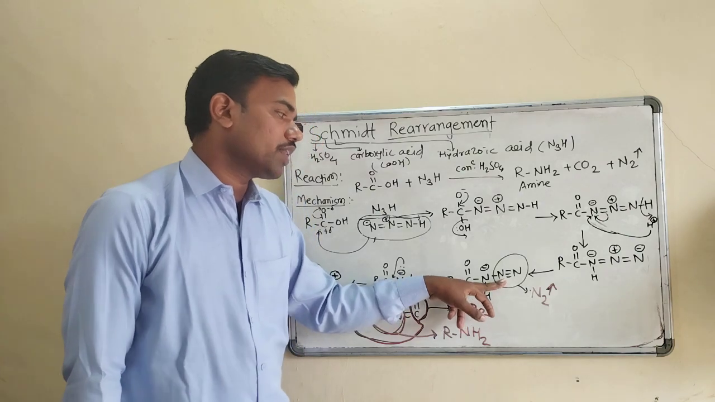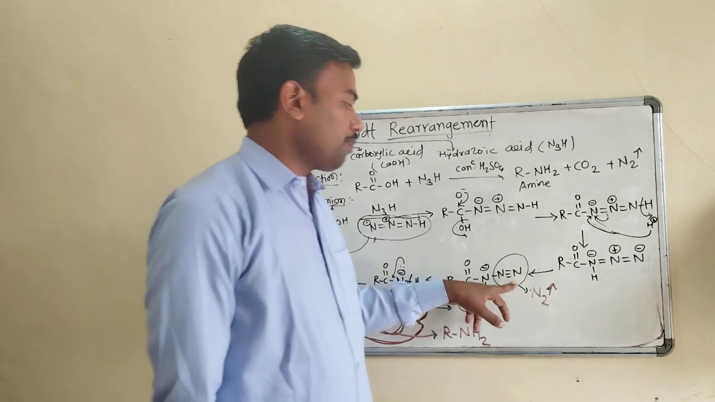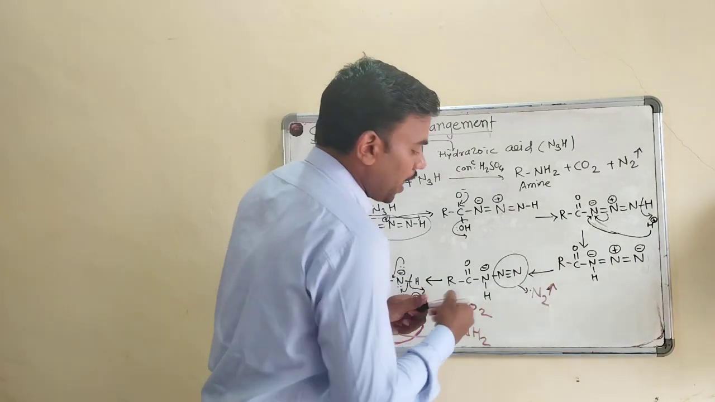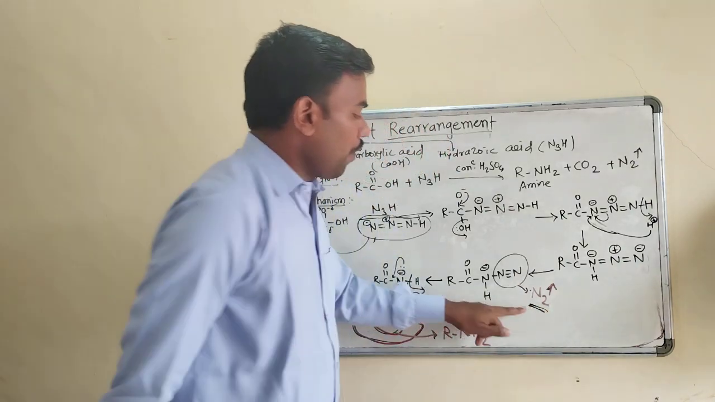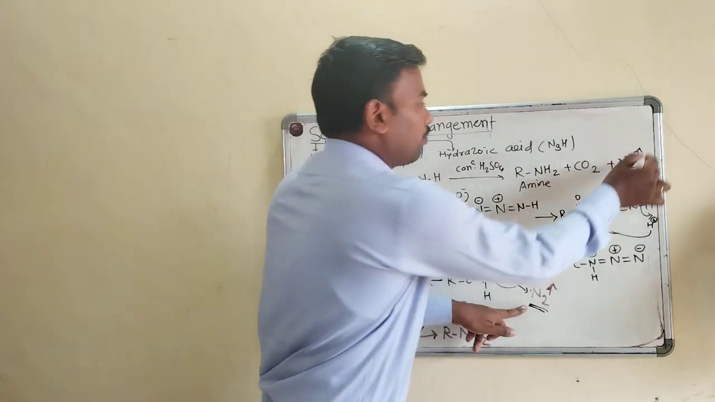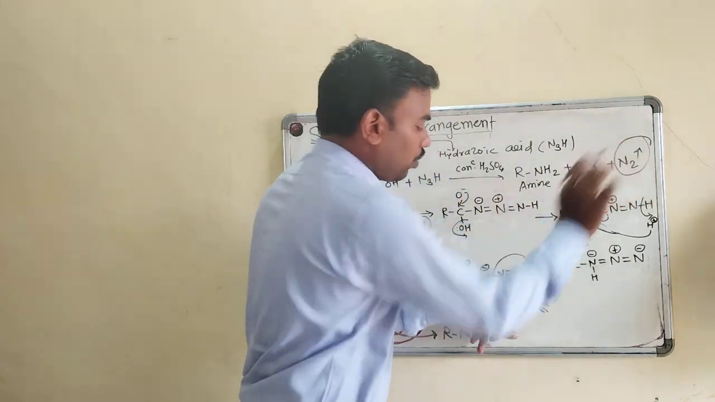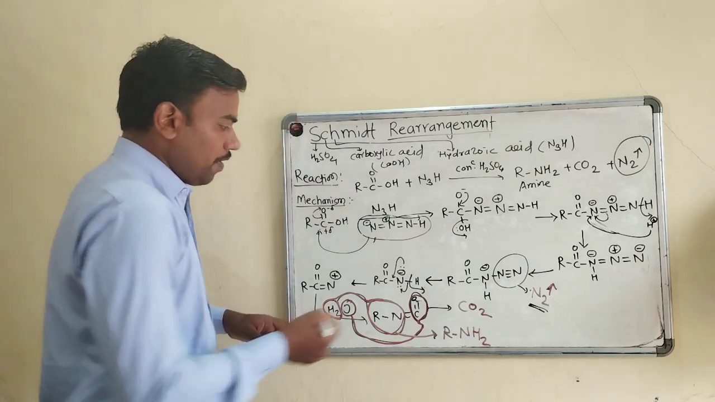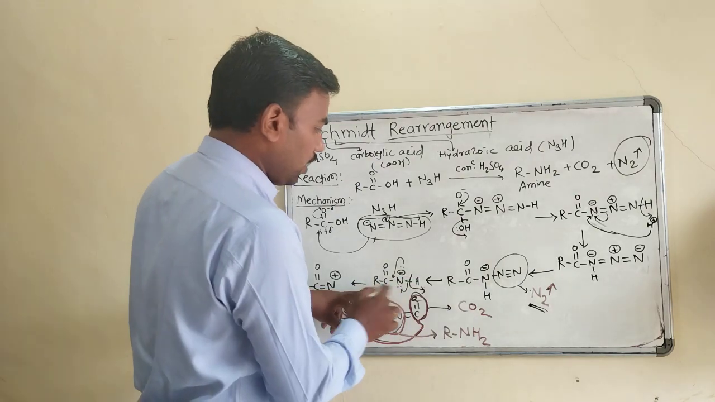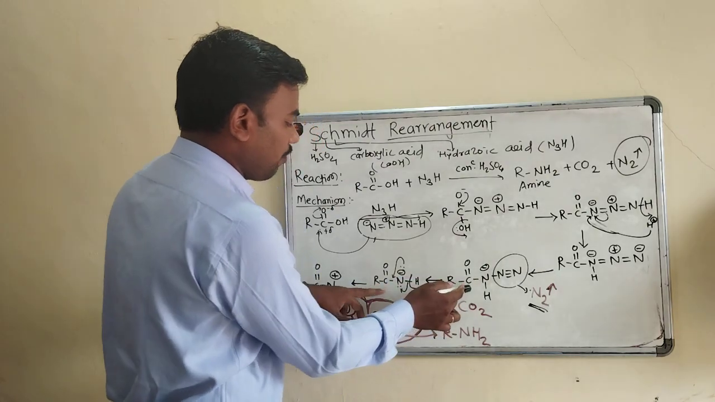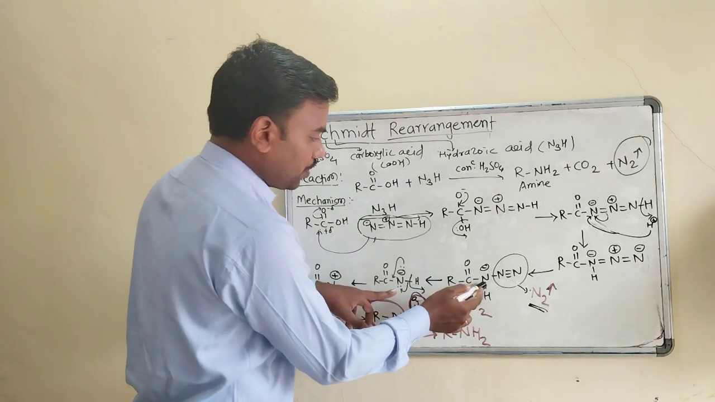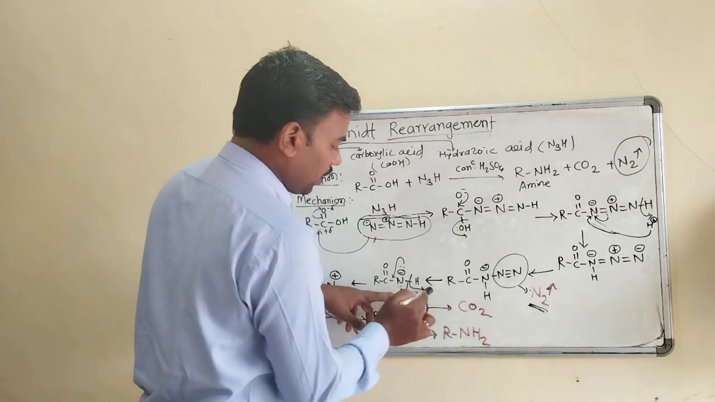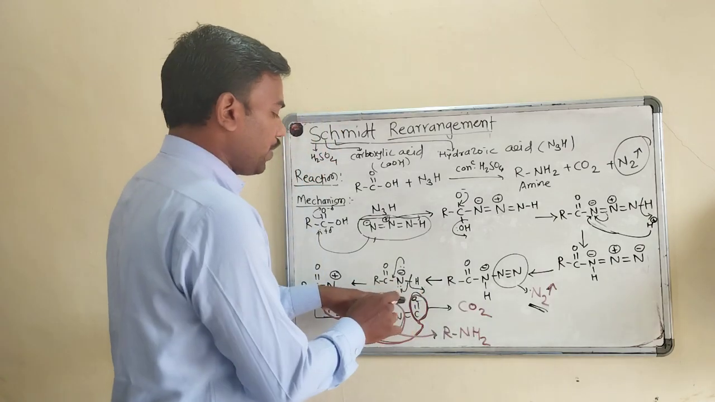So what will be the further? This nitrogen triple bond nitrogen is getting removed in the form of nitrogen, N2. So first nitrogen is getting removed here. So what will be the further structure? If nitrogen goes, then the structure remains R C double bond O, this N H. So H is written here only. So this is our remaining structure.